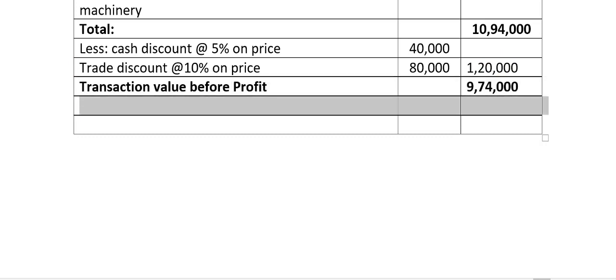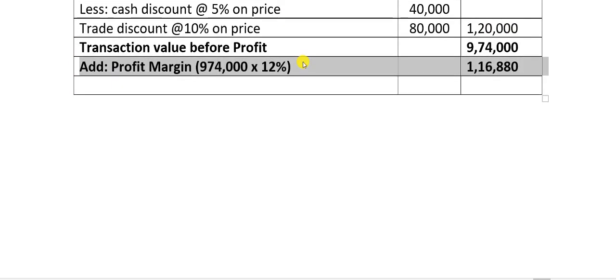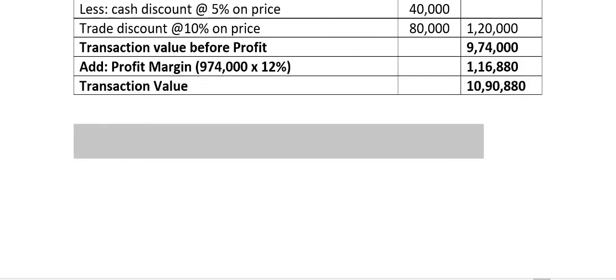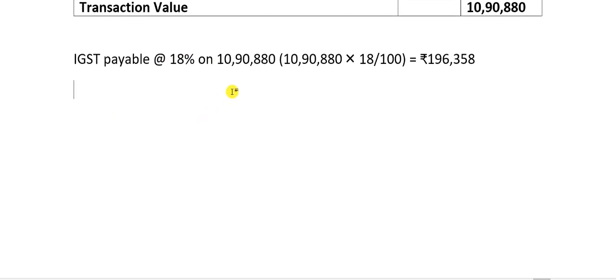Then you add the profit margin given in the question, 12%. So 12% on 9 lakh 74,000 is 1 lakh 16,880, and then 10 lakh 90,880 will be the transaction value. For this, we will compute the IGST payable, that is 10 lakh 90,880 into 18%. Why IGST?